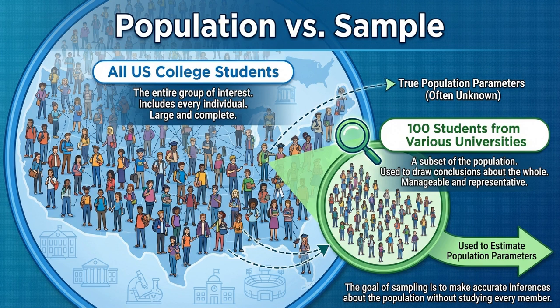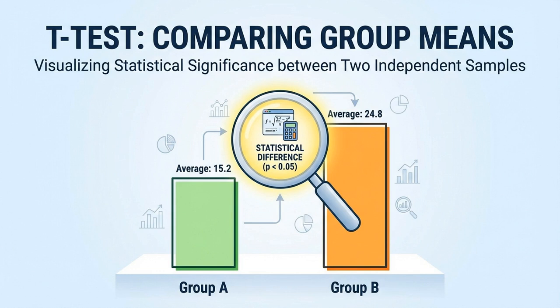Let's talk about populations and samples. A population is the entire group you want to study, like all college students in the United States. A sample is a smaller, manageable subset of that population that you actually collect data from, like a group of 100 students from various universities across the US. Because it is often impractical or impossible to collect data from an entire population, we use samples to make inferences about the larger group. The t-test helps us bridge that gap, allowing us to draw conclusions about the population based on the sample data.